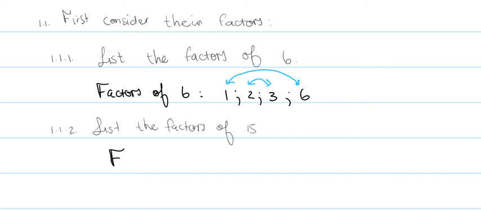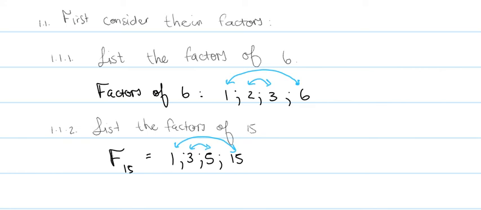So F stands for factors, and then the factors of 15, I would write: factors of 15 will be 1, and then 15 can't go into 2, so 2 is not a factor, but 15 can go into 3, and then it can't go into 4, but 5 is a factor, and then 15 is another factor. Then I check all the groups. 1 times 15 gives me 15, and 3 times 5 gives me 15 as well.